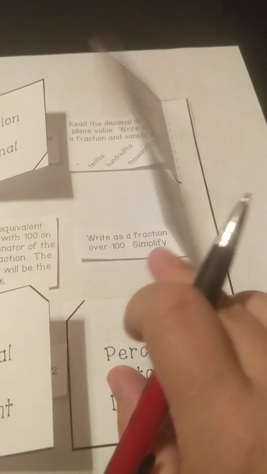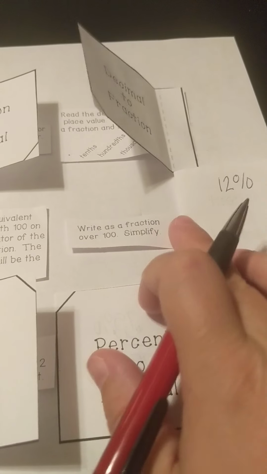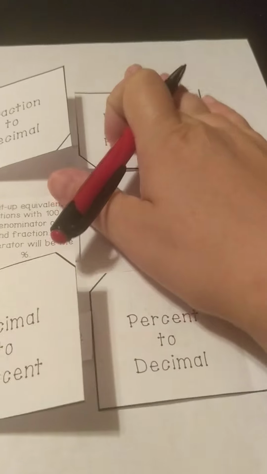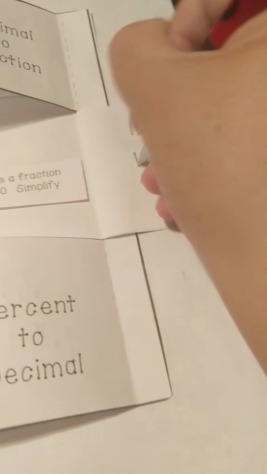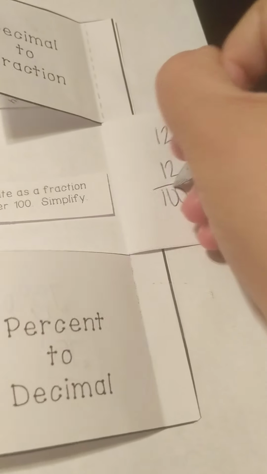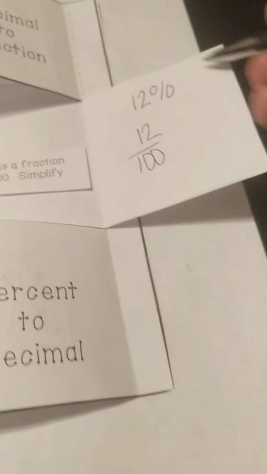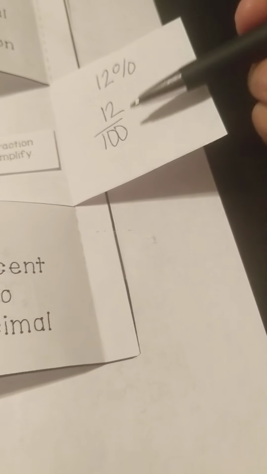Okay, percent to fraction. Write as a fraction over 100 and simplify. So again, this one's pretty easy. So we have 12%. It says take that percentage, write it over 100, and then simplify. So remember, simplifying means get as small as you can. Whatever number, you find a number you can go into both. Most times, I would start with 2. So in this case, we're going to divide by 2, top and bottom. So 12 divided by 2 is 6. 100 divided by 2 is 50.